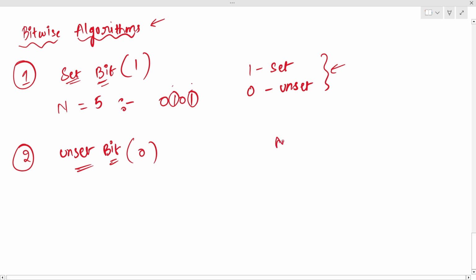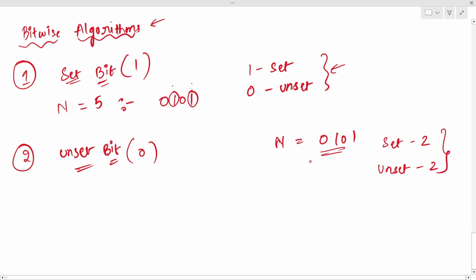Let's say I have given the number 0101, written in bitwise form. Do you know how many set bits are there in this number? There are 2 set bits. And how many unset bits are there? There are 2 unset bits. So it is as simple as that.